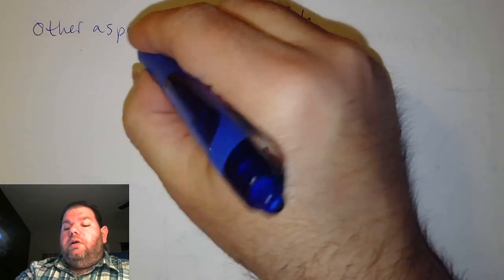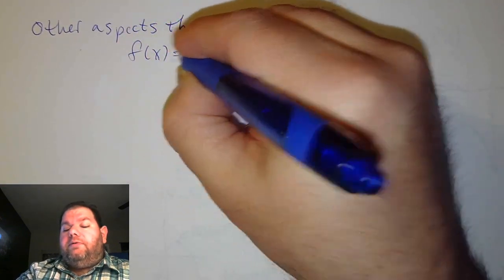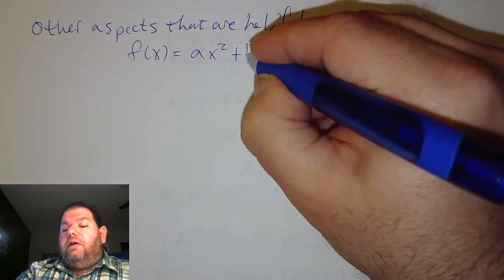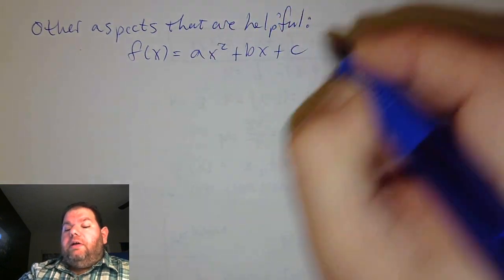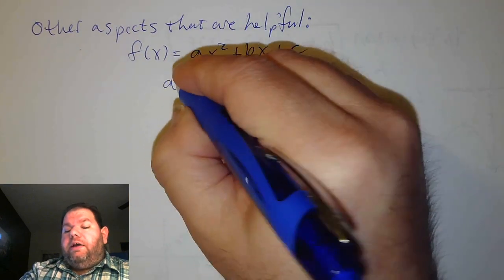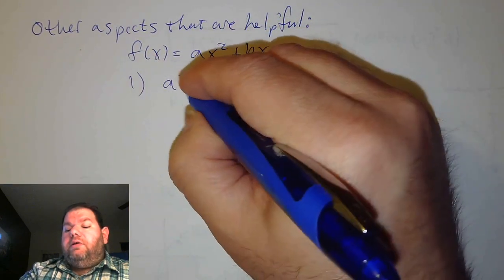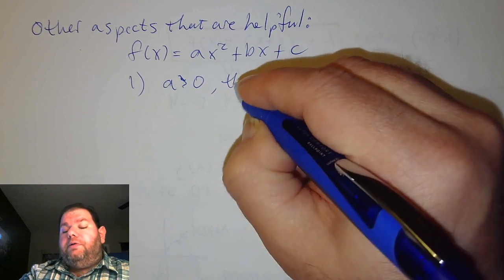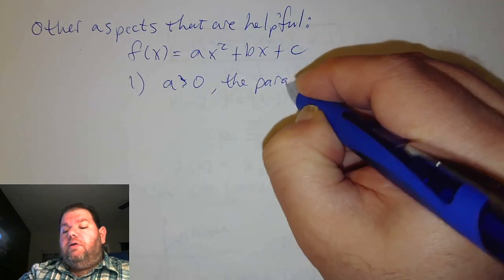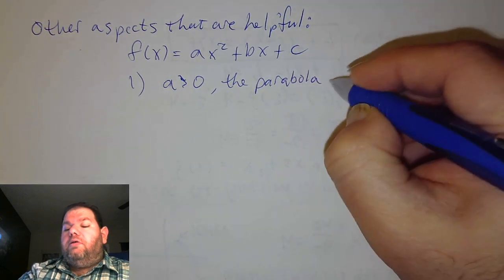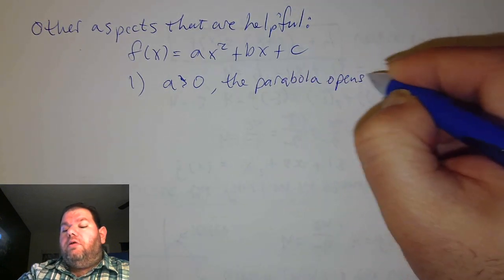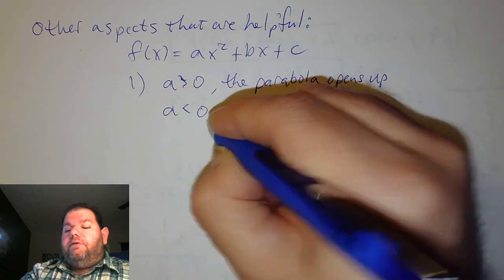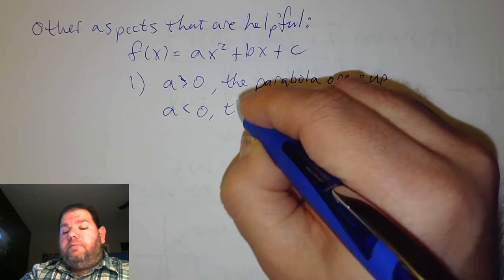Okay, so if we have f of x equals ax squared plus bx plus c, if a is greater than 0, the parabola opens up. And if a is less than 0, then the parabola opens down.